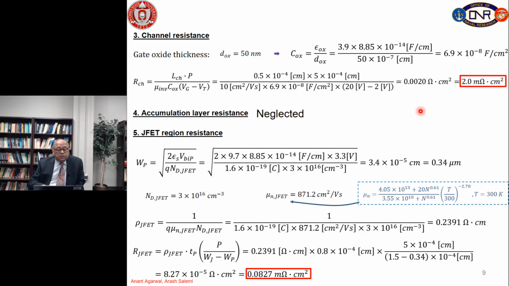So if we reduce this to 1 times 10 to the 16, then the JFET resistance will go up by a factor of 3, and now it will become somewhat like 10% of the channel resistance. So right now it's very small, and that's because we have doped the JFET region with much higher doping.